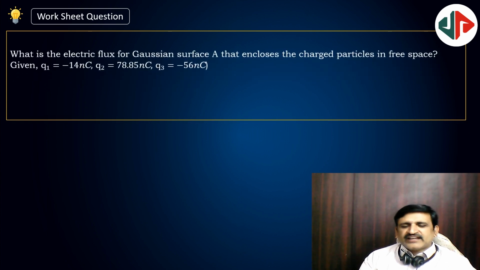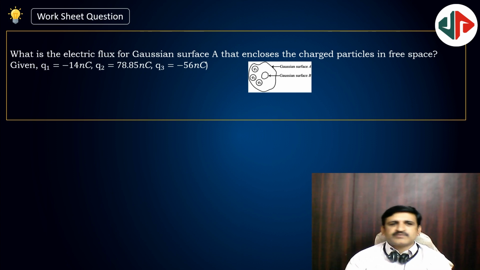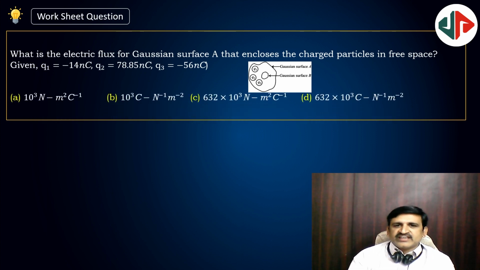Next, you do it. By the time, meanwhile, I can explain 2 more questions, right? What is the electric flux for Gaussian surface A that encloses the charged particles in free space? Come again. What is the electric flux for Gaussian surface A? Okay, A is the full Gaussian surface. It encloses the charged particles in free space, Q1, Q2 and Q3. What is the flux through it?